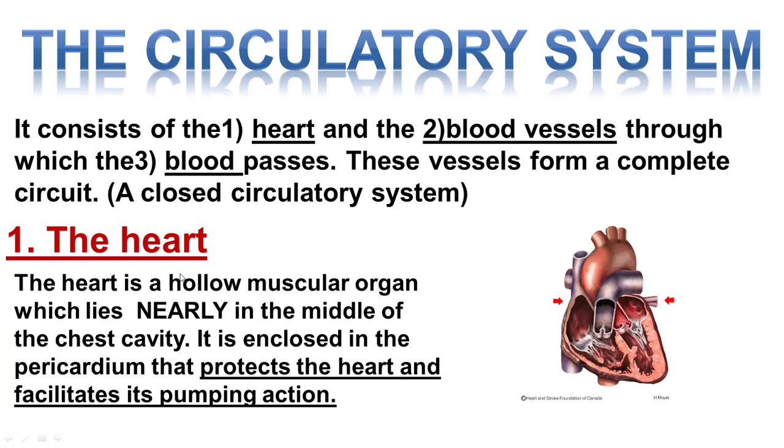First, the heart. The heart is the muscular pump that can pump blood to all body parts. The total amount of blood inside your body is about 5 to 6 liters, and the heart pumps this blood to all body parts. The heart is a hollow muscular organ, so it's a muscle, nearly in the middle of the chest cavity.